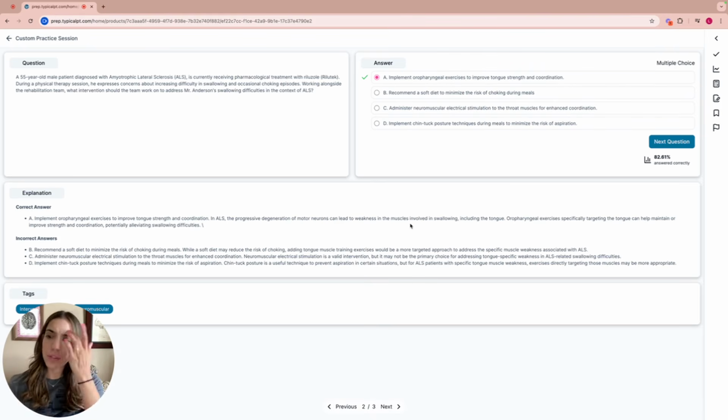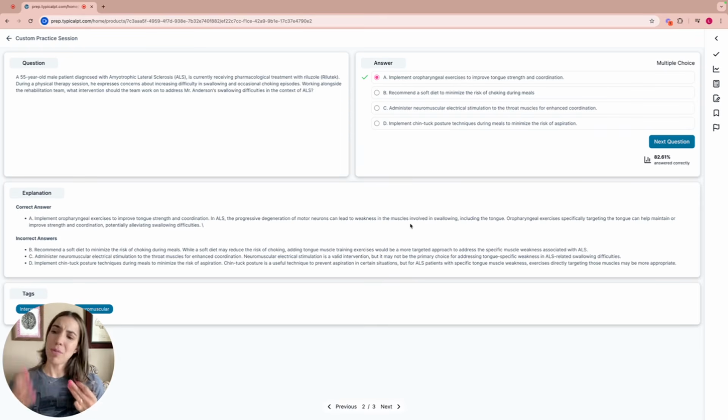Okay, now the one that we're thinking about, the chin tuck, is a useful technique, but for ALS these muscles are already too weak, especially the neck muscles, to do a chin tuck. But in other situations, chin tuck is a good technique for other people without ALS.